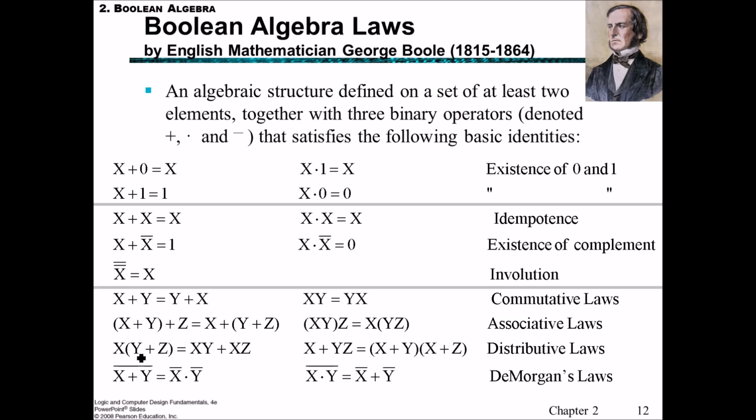So x outside of the brackets, y or z, is the same as x and y or x and z. And this other one, which is interesting, which we'll prove later, is that x or y and z is the same as x or y and x or z. Then follows De Morgan's law, where the complement of x or y is the same as not x and not y, and the complement of x and y is the same as not x or not y. And we will also prove that one later.